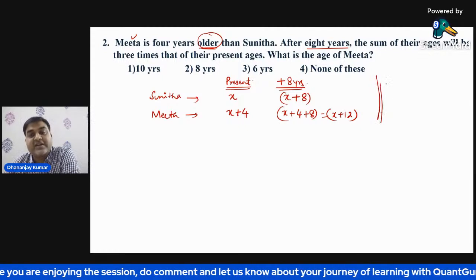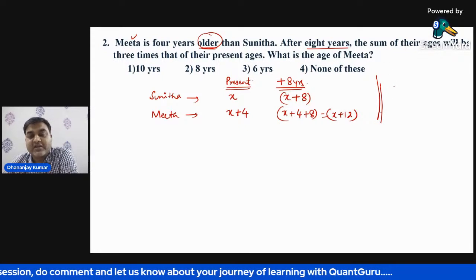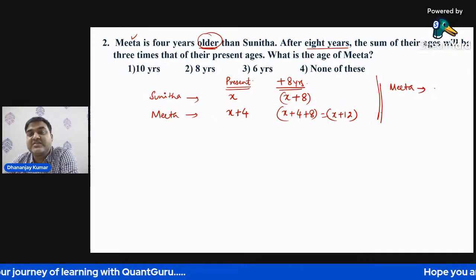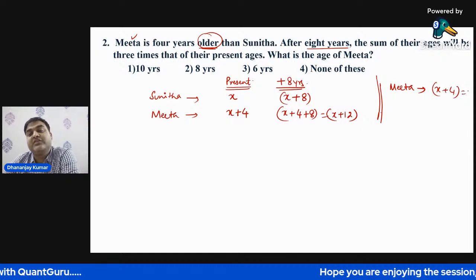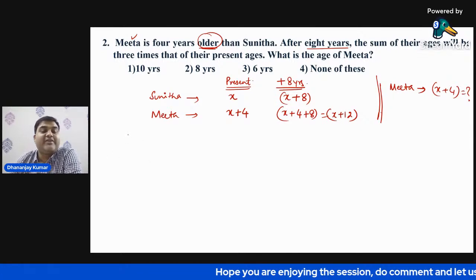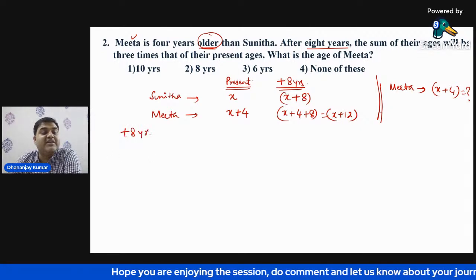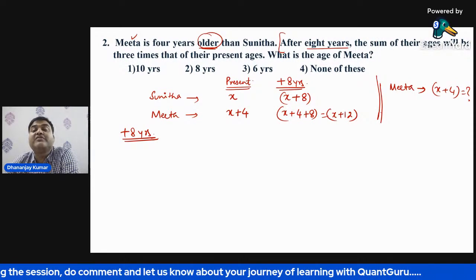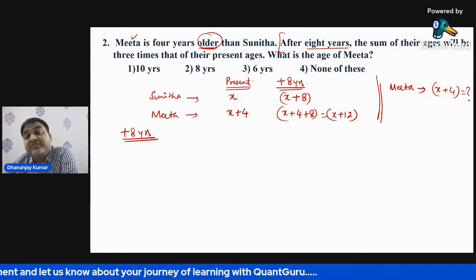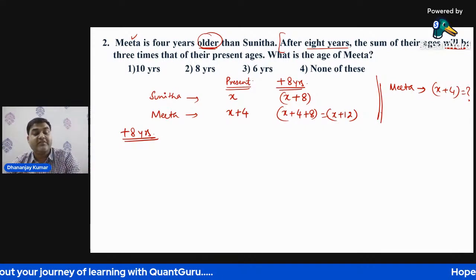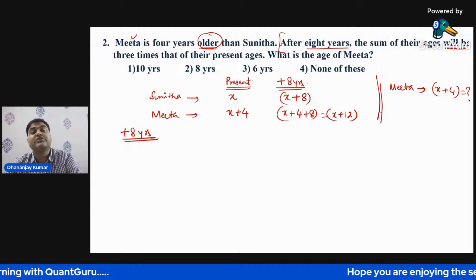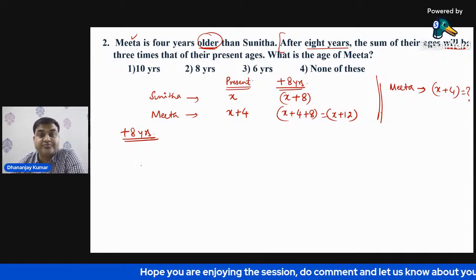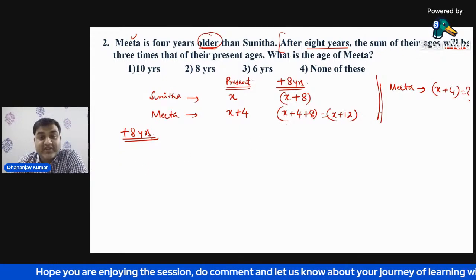Now what we have to find out, write down: the age of Meeta. Meeta's age we have to find out, that means present age, we have to find out this value. Okay, now try to write the equation for 8 years later. Read out the equation after 8 years from here. After 8 years, the sum of their ages will be, means they are talking about the future, right? They are talking about the future, my dear friends. Sum of their ages will be 3 times. Okay, sum of their ages after 8 years.